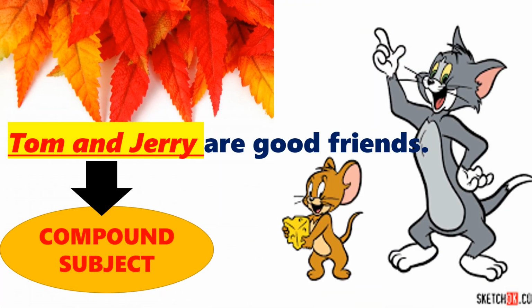Hope you have identified the famous heroes of the cartoon channel. Yes, Tom and Jerry. Who are good friends here? Tom and Jerry. Here we can see Tom and Jerry in the place of the subject. So we observe that there are two nouns, Tom and Jerry, and that is why this particular subject is called a compound subject.